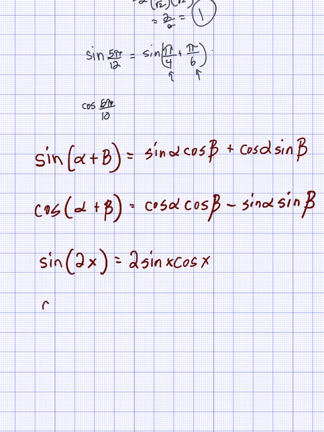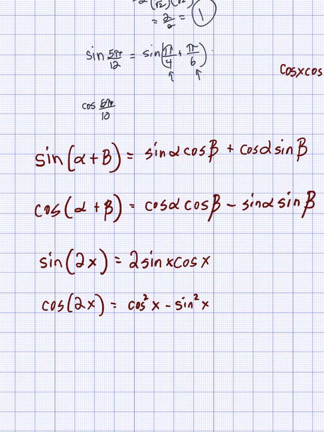All right, and the same thing. Well, what if we do cos of 2x? Well, that's just going to be cos x cos x minus sine x sine x. So that's just going to be equal to cos squared x minus sine squared x. So cos x times cos x minus sine x times sine x.